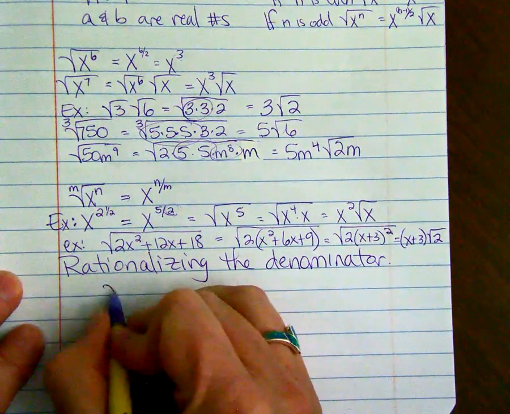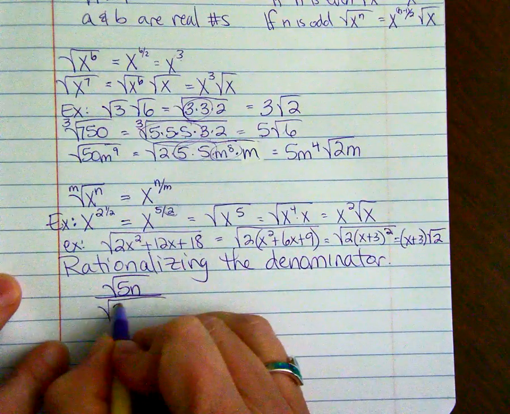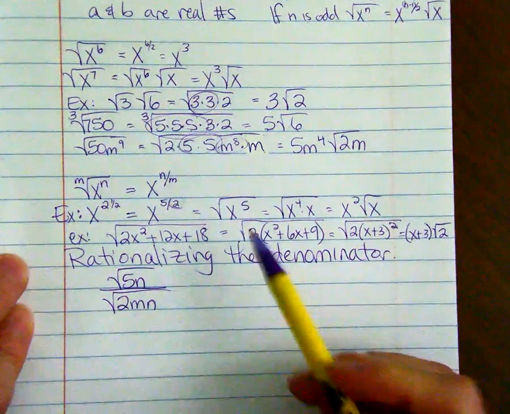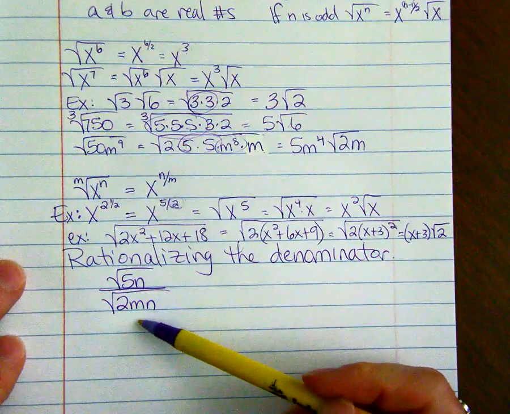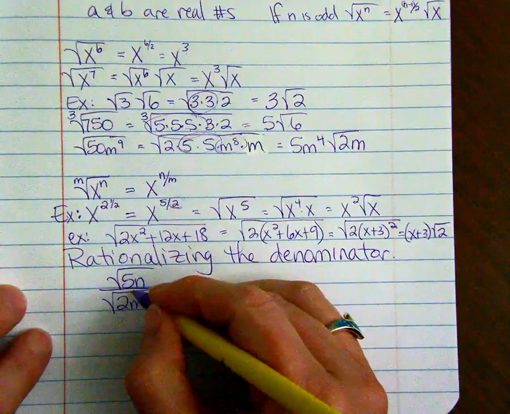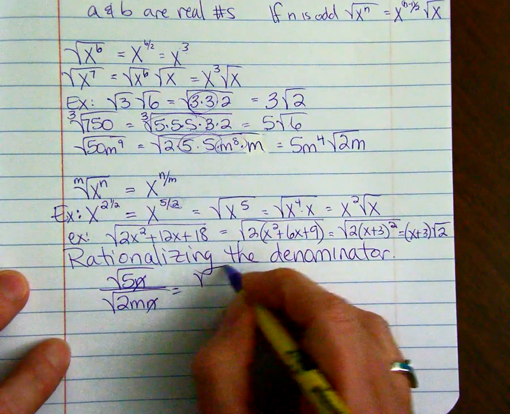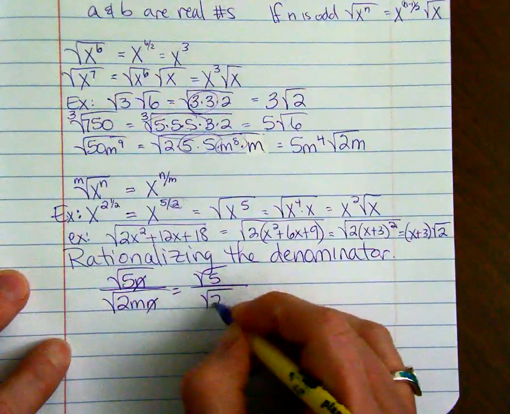If you have the square root of 5n divided by the square root of 2mn, because they're both under the square root sign, you can reduce the fraction. So I can actually take off an n off of both of them. That gives me the square root of 5 over the square root of 2m.